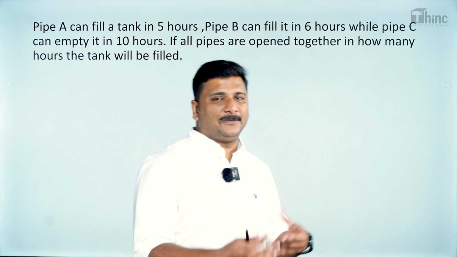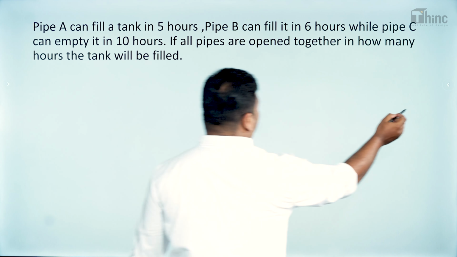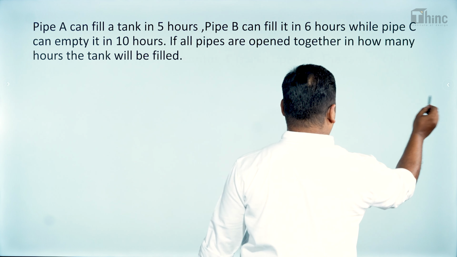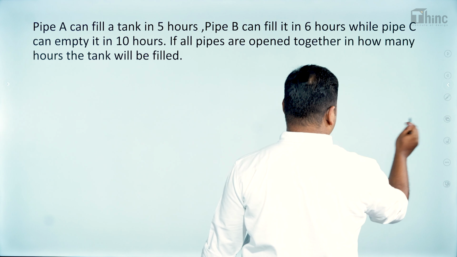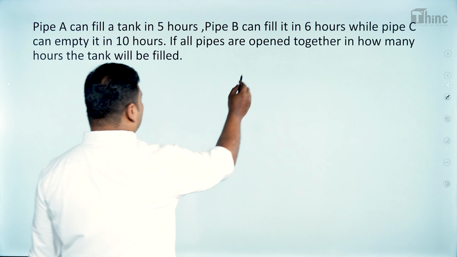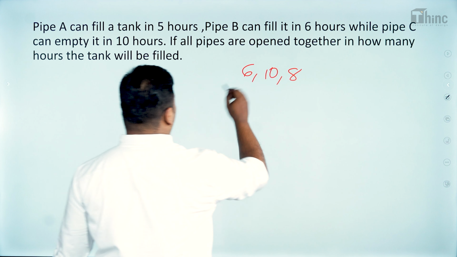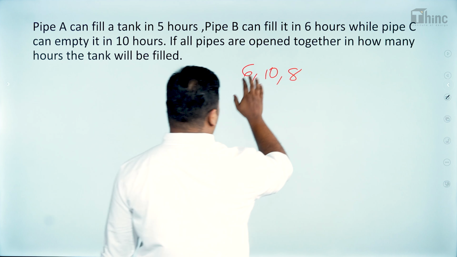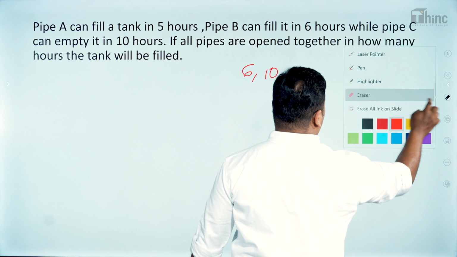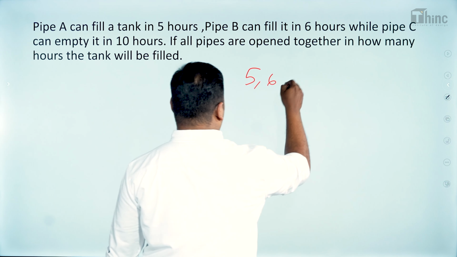So as usual, we will go for the LCM. So we'll go for a common multiple of, so what is a common multiple of 5, 6 and 10? You can just think of it. We can actually find the LCM using a technique. I think most of you might be knowing that. So we write all these numbers, 5, 6 and 10, first of all.